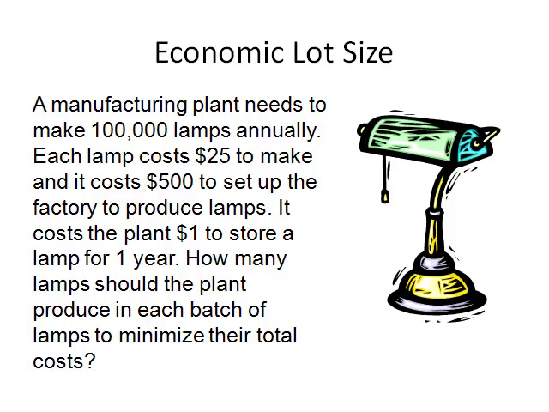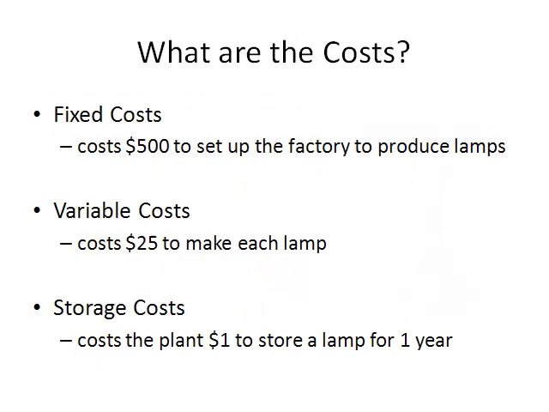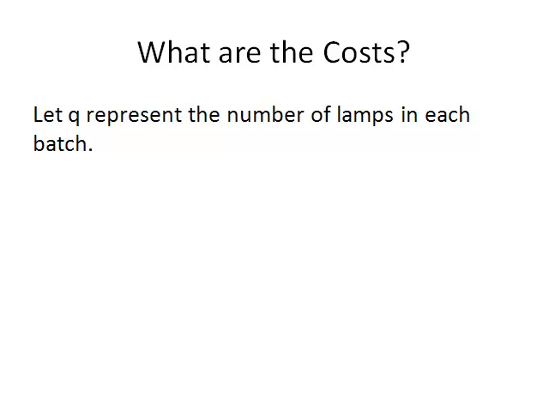A similar problem is deciding how many items should be manufactured in batches to minimize the total cost of production. In this case, we are manufacturing 100,000 lamps annually. There are several costs to consider. There is a fixed cost of $500 to set up the factory to produce a batch of lamps. Each lamp costs $25 to make and $1 to store for a year. We'll proceed as before and let Q represent the number of lamps in each batch.